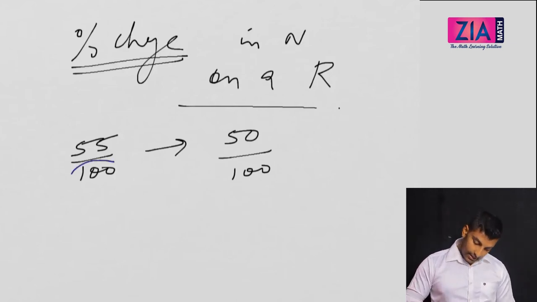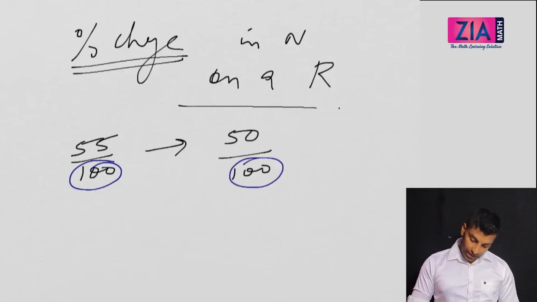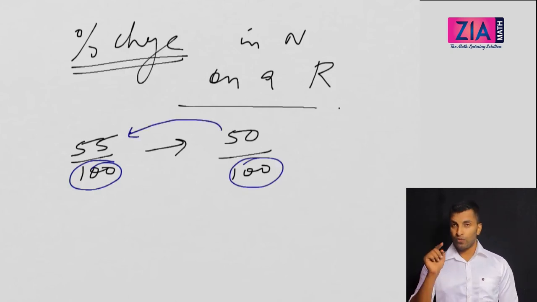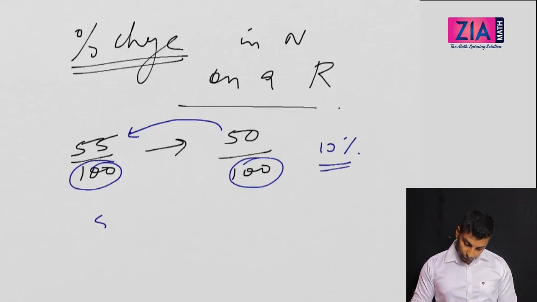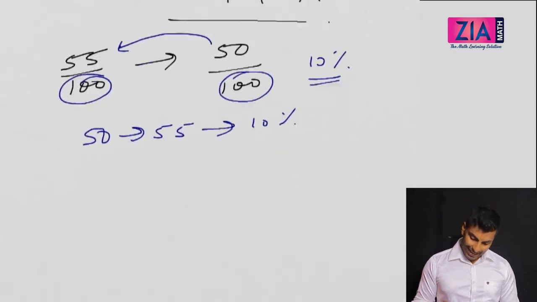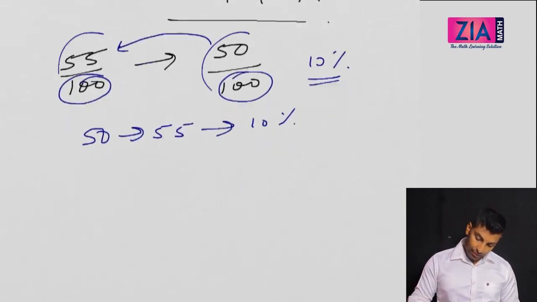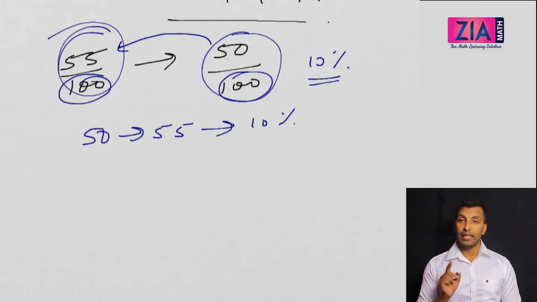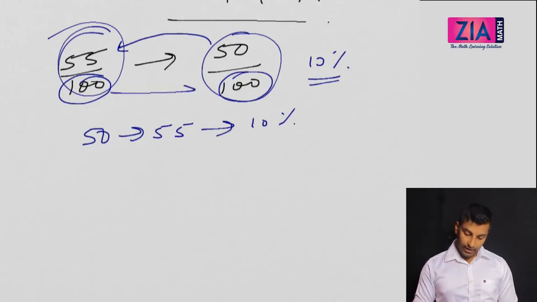Now see, since the denominator is the same, if you see what is the increase in the numerator, 50 and 55, what is the change? Change is actually 5. What is the percentage change? 5 by 50. So the change is 10%. So 50 to 55, there is a change of 10%, and exactly the same in case of 50 by 100 to 55 by 100, the change will be 10%. The reason is the denominator is the same.